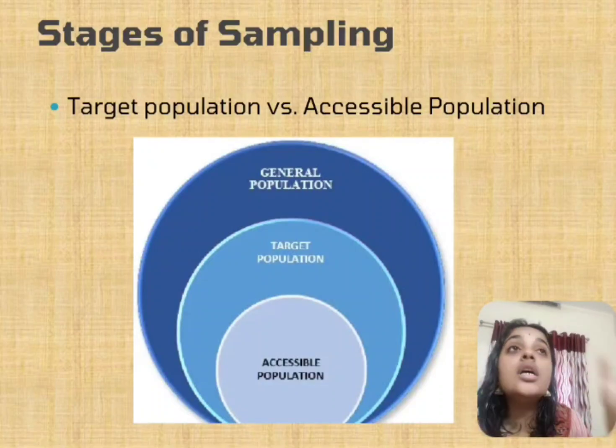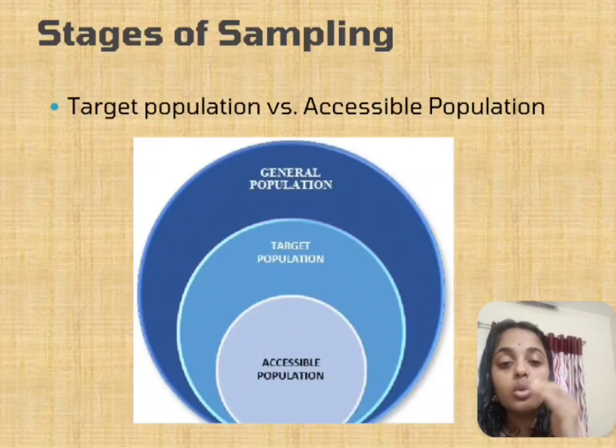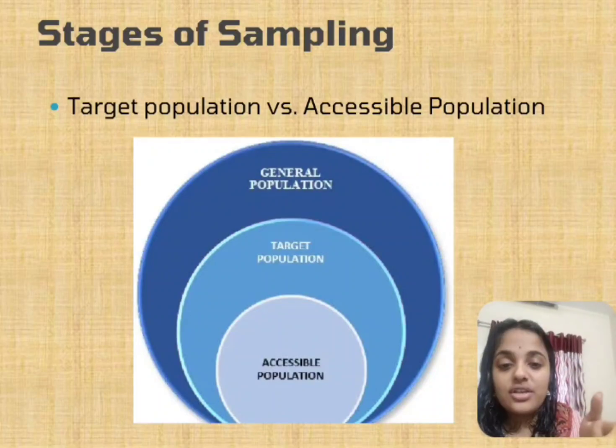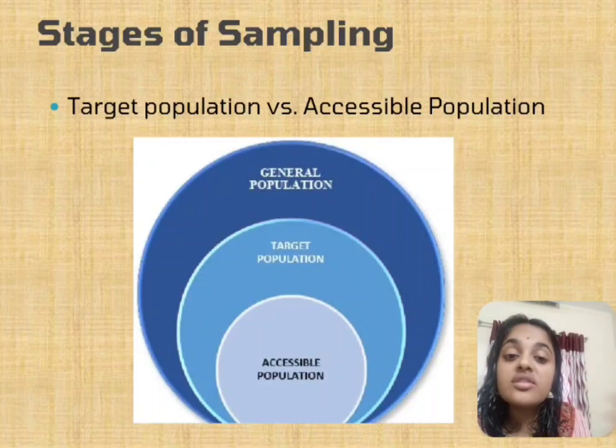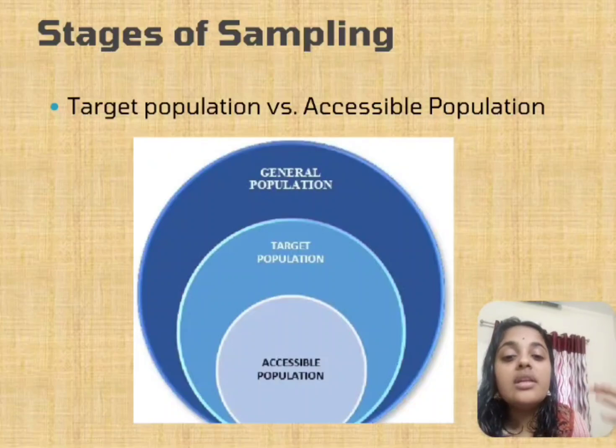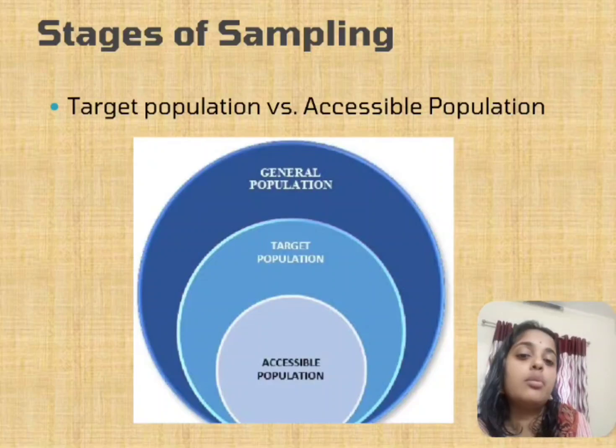So all the boys and girls whose age range is 10 to 19 years will be the general population. And target population will be what? Is it possible to study the whole group of Indian adolescents? No, it's impossible. So what will we do? We will attempt to study the adolescents in Kerala. So that is the target population.